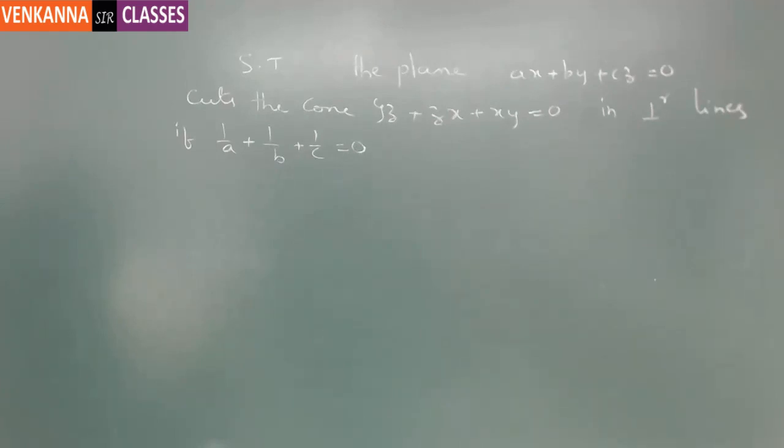So vertex and the base curve you are saying, right? The point (5, 4, 3), and the guiding curve is 3x² + 2y² = 6 and y + z = 0.